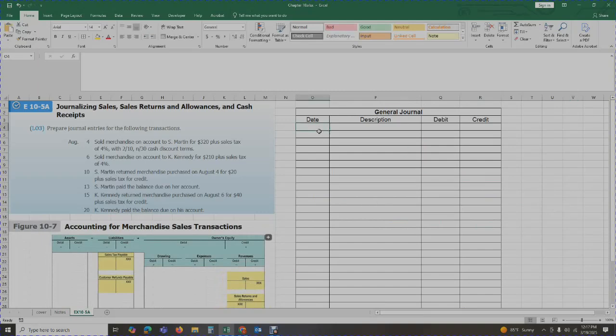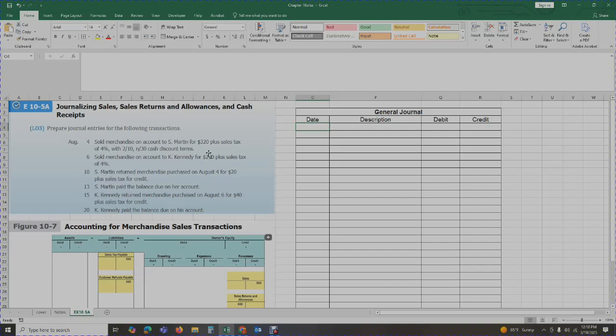Okay, so let's begin. We're going to begin with the August 4th date. It says that you sold merchandise on account to S. Martin for $320 plus a sales tax of 4% with 2/10, net 30 cash discount terms. So what are we going to do with the discount information at this point in time? Okay. What are we going to do?